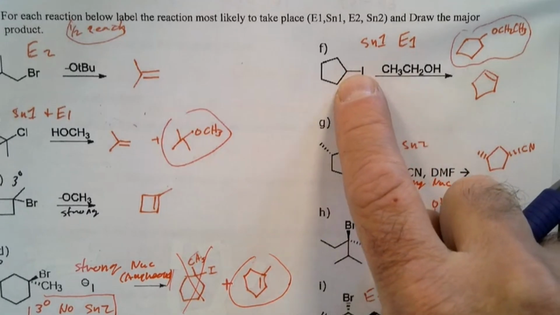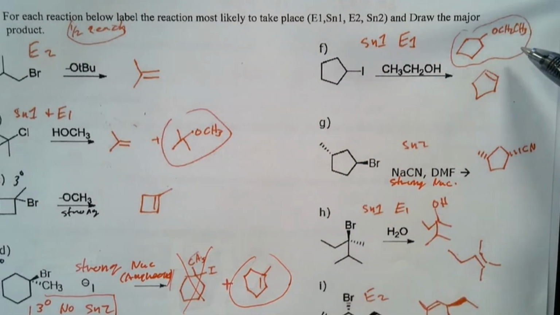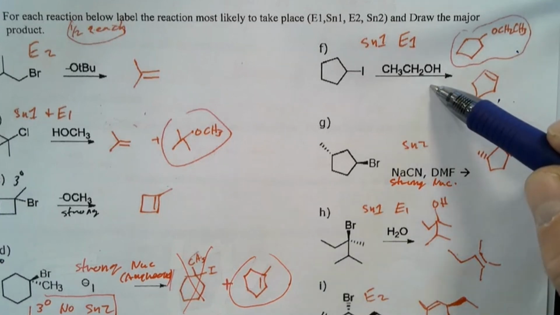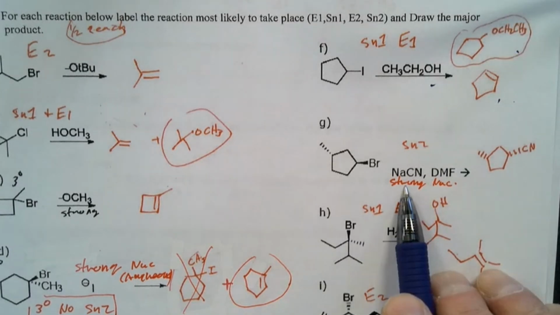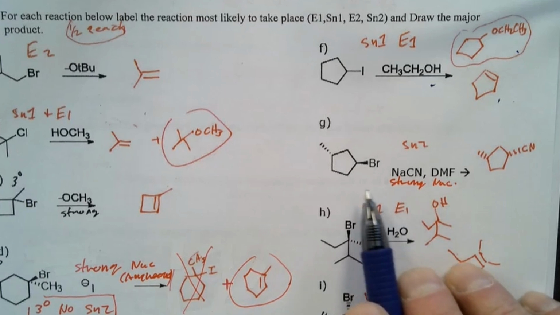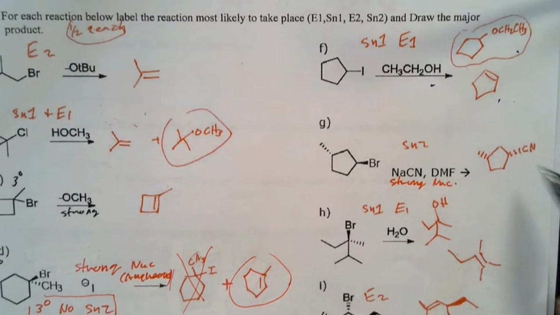So secondary alkyl halide, weak nucleophile, we're going to get these. You probably get a little more of the substitution than the elimination, because what type of base is ethanol? Not much of a base. Cyanide, strong nucleophile, not a strong base. We want the substitution. And if you see stereochemistry, that sometimes means you want to write this down.